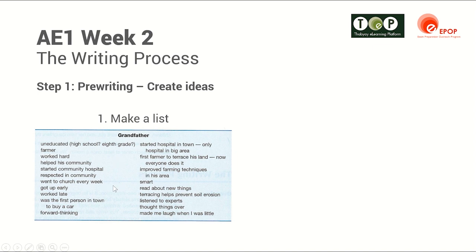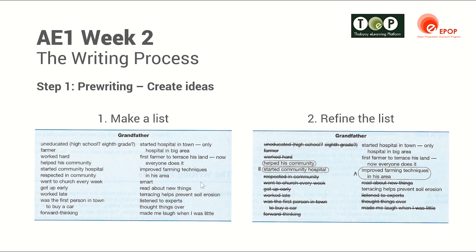But then, because this paragraph is about a person who made a difference, they then need to refine their list and focus on the most important information and the main ideas that they think they want to include in their paragraph. So here you can see an example from the book of how the writer has refined the list, and they've focused on how their grandfather helped his community, how their grandfather started a community hospital, and how he improved farming techniques in his area.